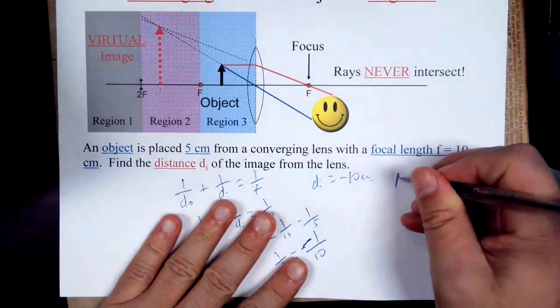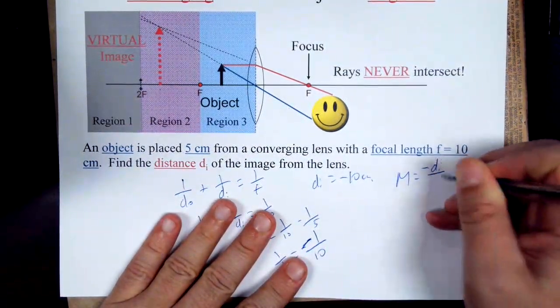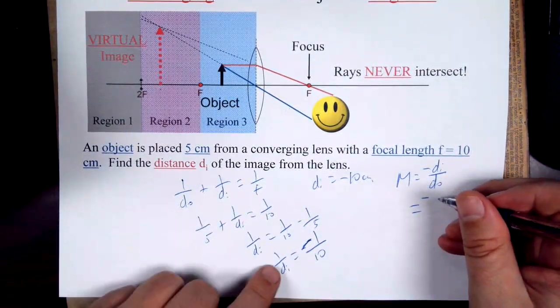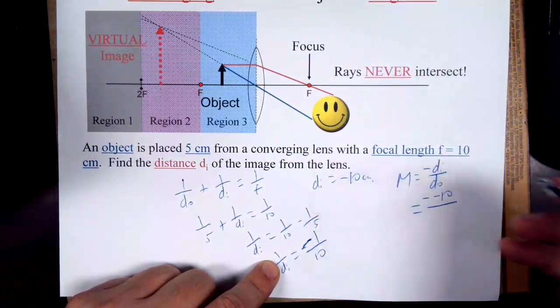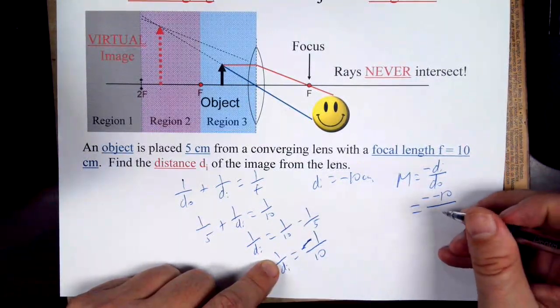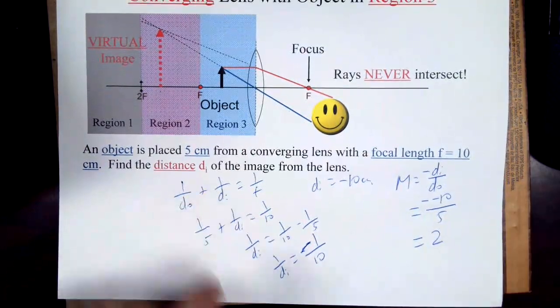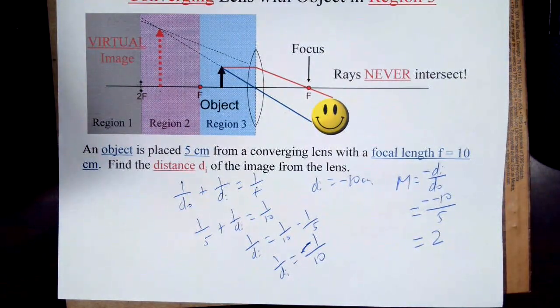Okay, and then if we want to do the magnification, this is negative di over do, so this is equal to negative, and the distance to the image is negative 10, divided by the distance to the object, which is 5, so that means that the magnification here is 2. So that means that once our object is inside of the region 3, inside of the focal length, the image is going to be larger than the object itself. The image is going to be upright, so it's going to be a virtual image.